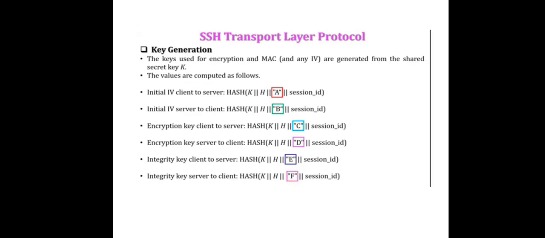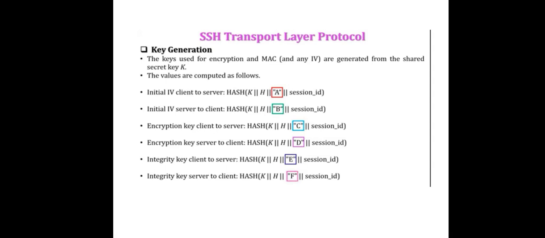The next one is key generation in the transport layer protocol. The keys used for encryption and MAC, and any initial vectors, are generated from the shared secret key K. The values are computed as follows. First, the initial IV from client to server. Here the values are calculated with K as the secret key, H as the hash value from the key exchange, and the value A is generated from the secret key K, and the session ID indicates the session identifier.